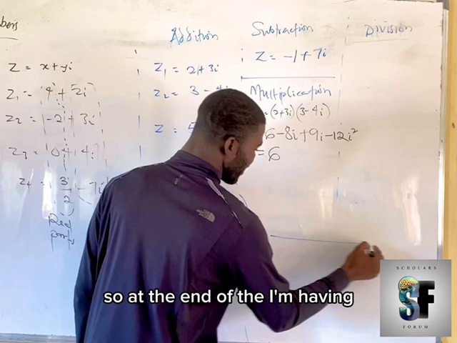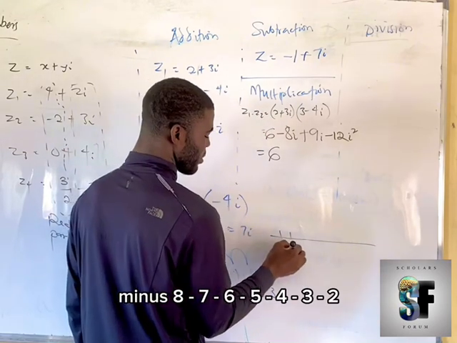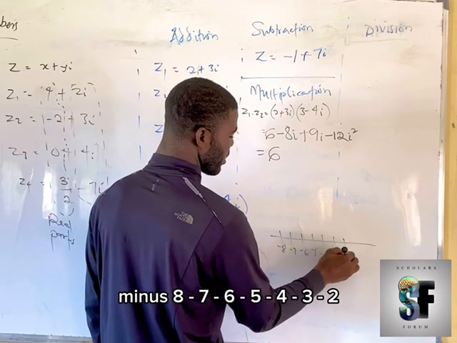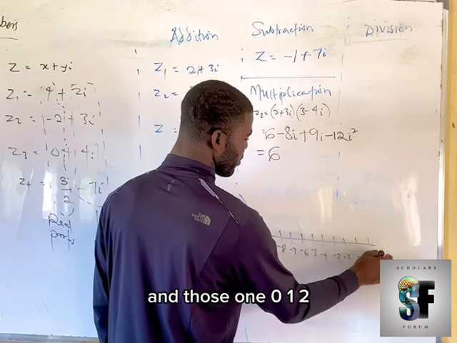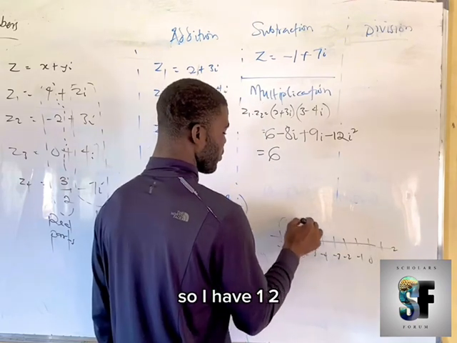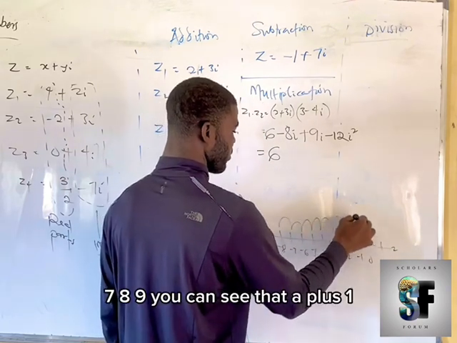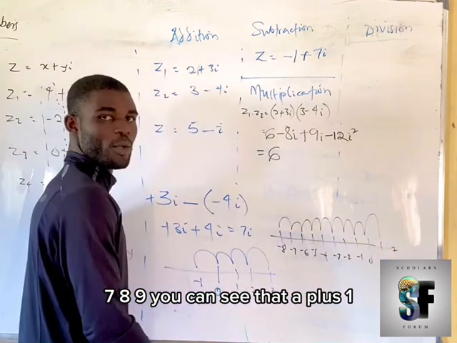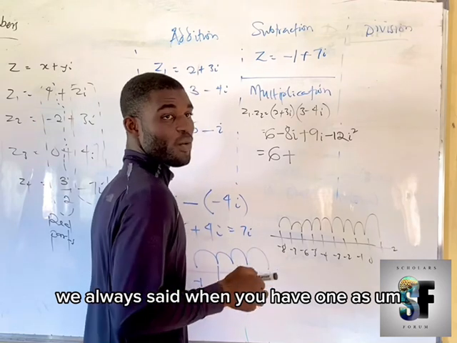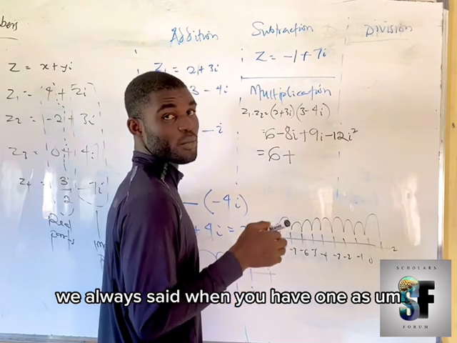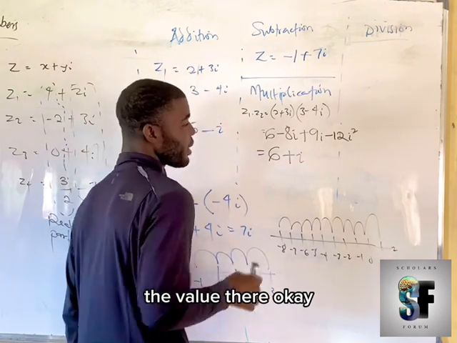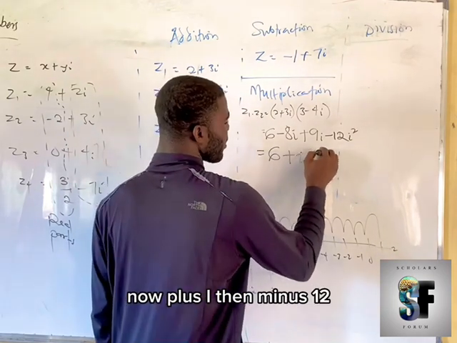Okay? So at the end of it, I'm having minus 8, minus 7, minus 6, minus 5, minus 4, minus 3, minus 2, minus 1, 0, 1, 2. This should be enough to give us our answer. So we have 1, 2, 3, 4, 5, 6, 7, 8, 9. You can see that, the plus 1. So that means we have a plus 1. And before we already said, when you have 1 as your standing value, you simply leave it alone and write the value there, okay? Now plus i, then minus 12.